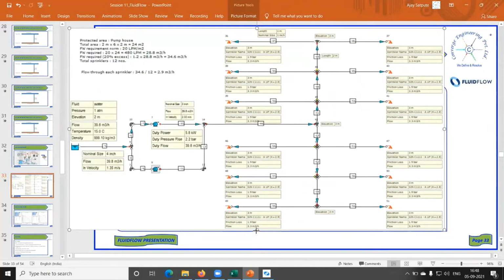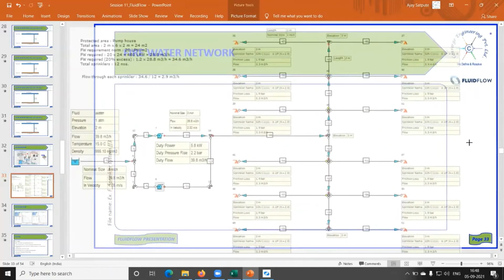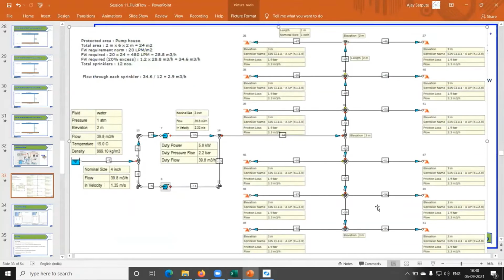Let me just make it a little bigger. Okay, so the right side area, what you see, in this space, which is say 2 meter by 12 meter. Okay, 2 meter is the width and 12 meter is the length of that pump house, wherein our petrol pumps are located. The protected area is the petrol pump house. The total area is 2 into 12, so 24 meters square. So this is the area we need to protect.